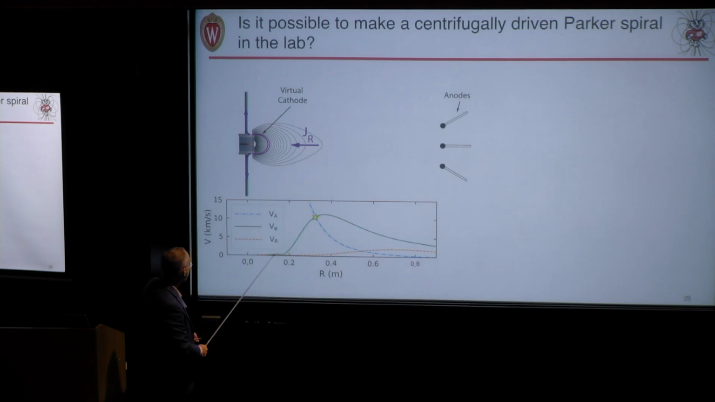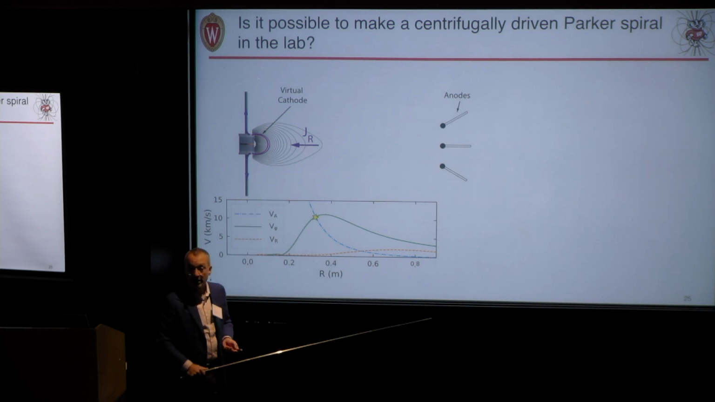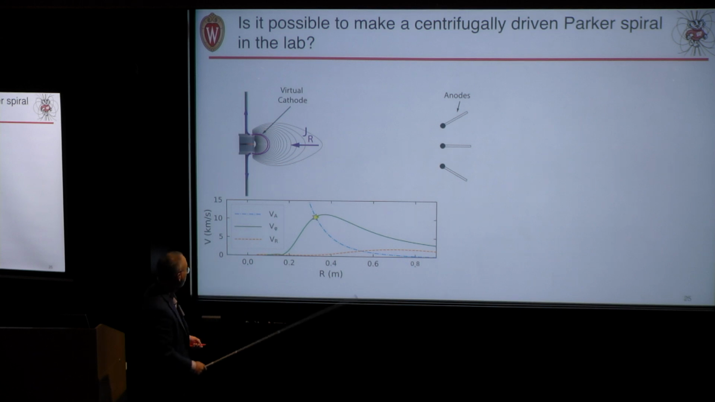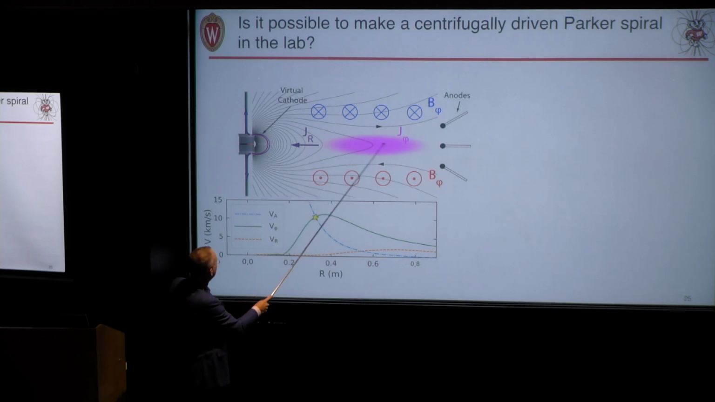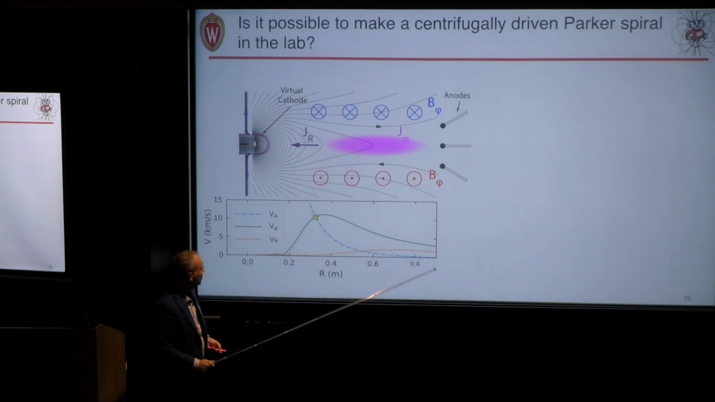And we can create plasmas which spin kind of as a rigid rotor up to 10 kilometers per second or so in this configuration. And so this is the conjecture. And this is what happens in that case. So this is actually the result from an MHD calculation.